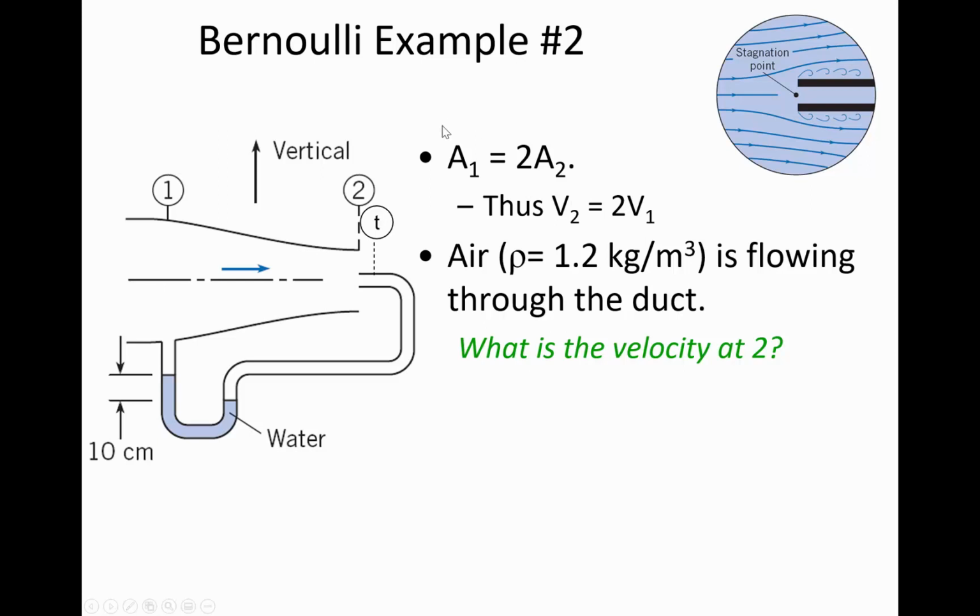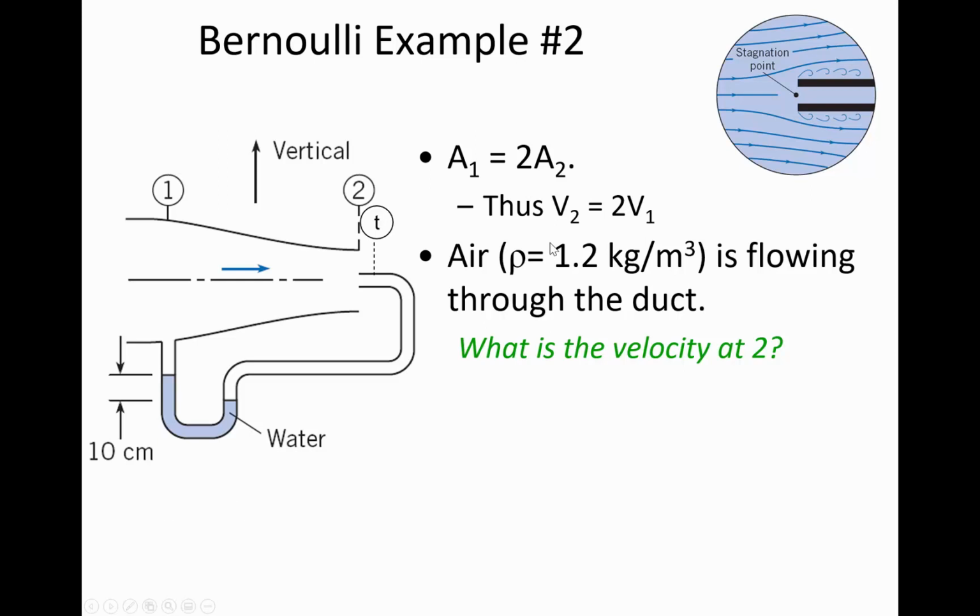So you can see that I've said A1 is equal to 2A2. So that means the area upstream is double the downstream area. So that means that the velocity is half upstream compared to downstream. In other words, the velocity at 2 is double the velocity at 1. And this is air that has a density of 1.2 kilograms per cubic meter.